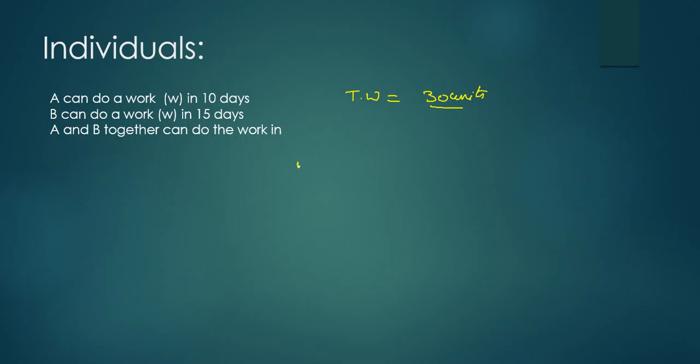Simple. Work divided by work done per day. This is what we have to find. What is the total work we assumed? 30. Now, A takes how many days to complete 30 units? 10 days. In 10 days, A is doing 30 units. Per day, A will do how many units? 3 units per day. That is nothing but 30 by 10. So, per day, A is doing 3 units.